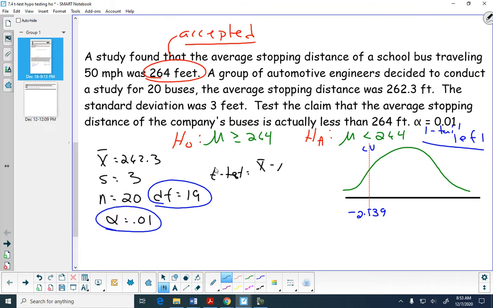We have x bar minus mu divided by standard deviation over the square root of n. So your z-test and your t-test are going to be calculated the exact same way. So let's put in our numbers. We have 262.3 minus 264. Get your quantity there, divided by standard deviation, which is 3, divided by the square root of 20. Once again, this is the square root of your sample size, not your degree of freedom. So calculate your test value.